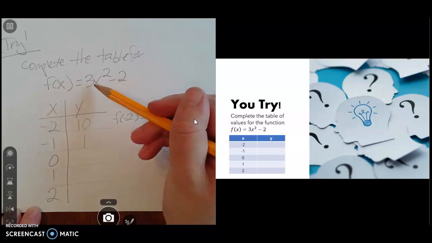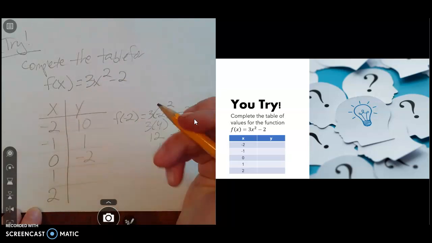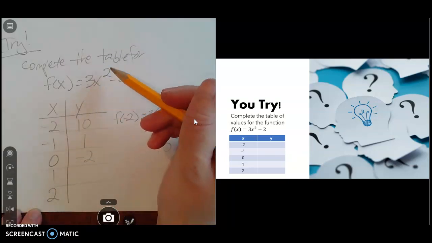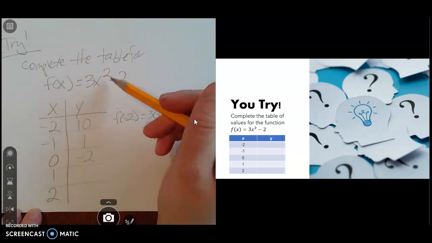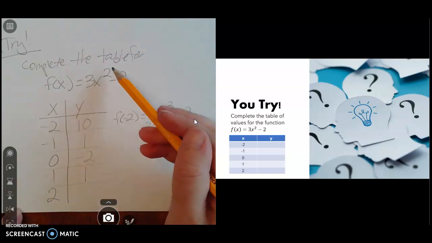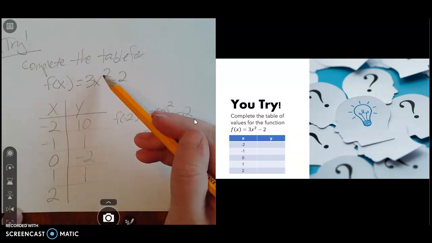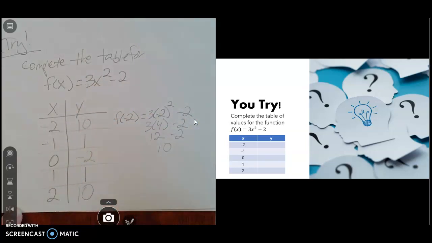If x is 0, 0 squared is 0, 3 times 0 is 0, and 0 minus 2 is -2. If x is 1, 1 squared is 1, 3 times 1 is 3, and 3 minus 2 is 1. And if x is 2, 2 squared is 4, 3 times 4 is 12, and 12 minus 2 is 10. So there are the y values that go with those x values.